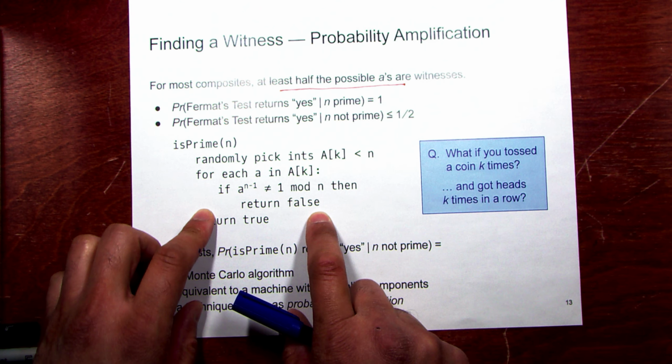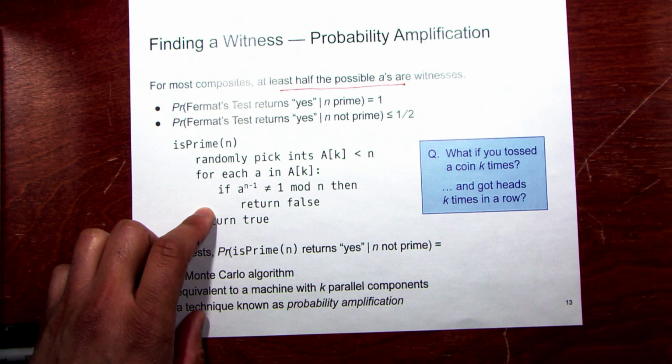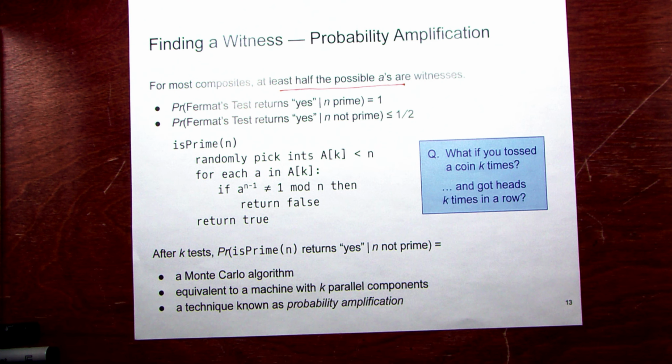If it fails, then you know that it's a composite and you quit. You return false. But if it passes all k tests, then you say, this is prime. Now, you might be wrong, but the probability that you're wrong, you can tune it to make it as small as you would like. Why?